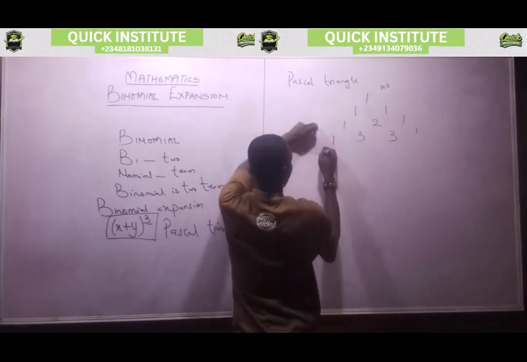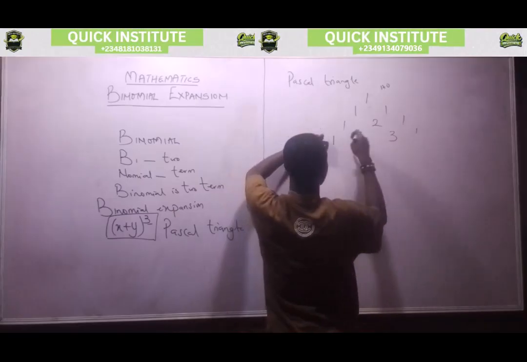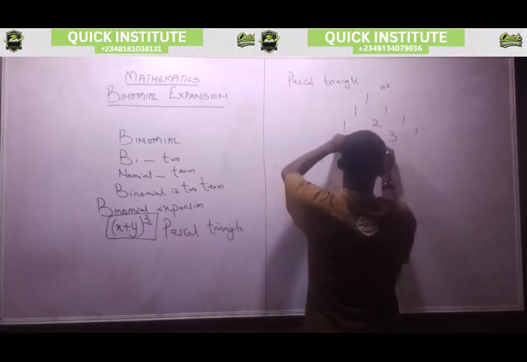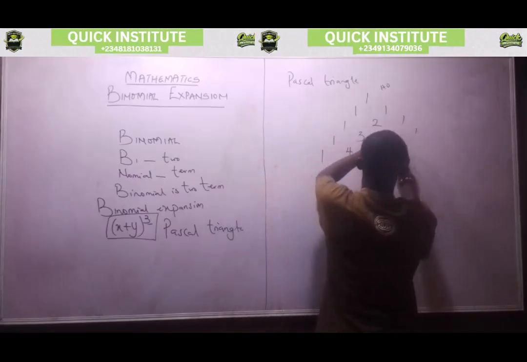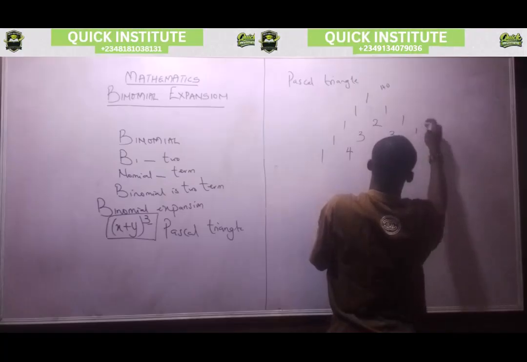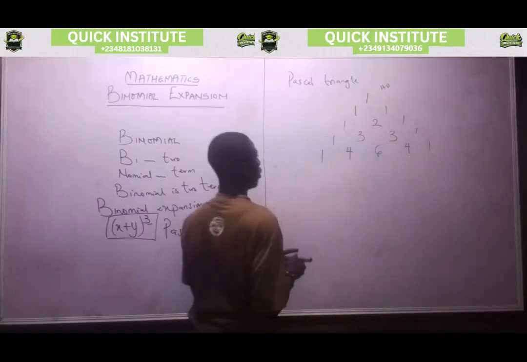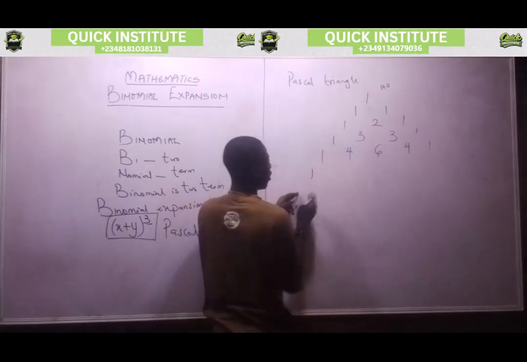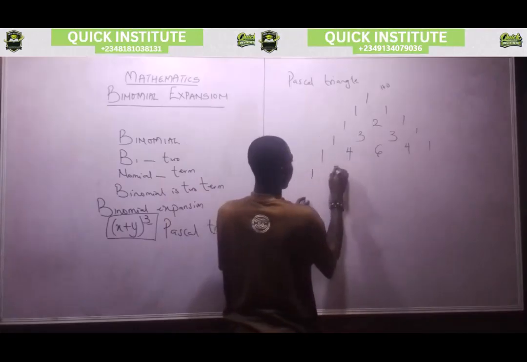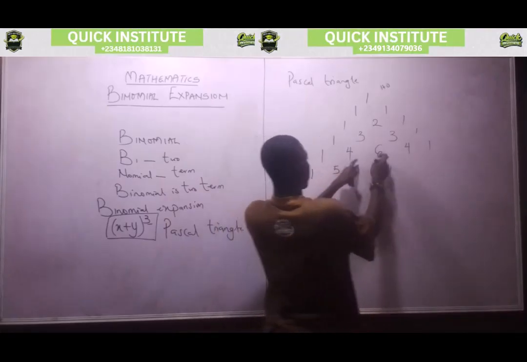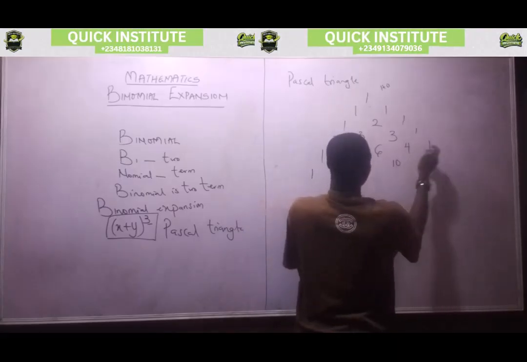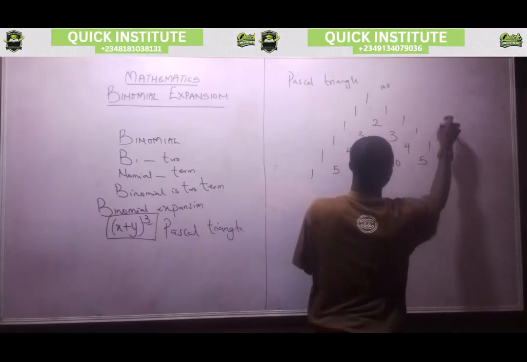Next row: 1 plus 0 is 1. 1 plus 3 is 4. 3 plus 3 is 6. And 3 plus 1 is 4. 1 plus 0 is 1. Right? And we have 1 plus 0 is 1. 1 plus 4 is 5. 4 plus 6 is 10. 6 plus 4 is 10. 4 plus 1 is 5. And 1 plus 0 is 1.